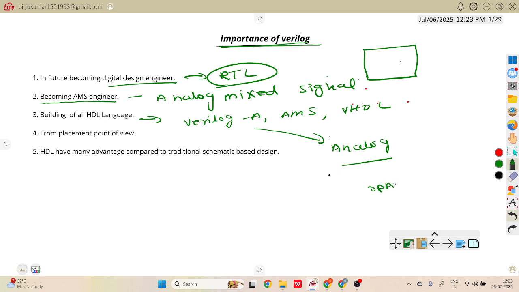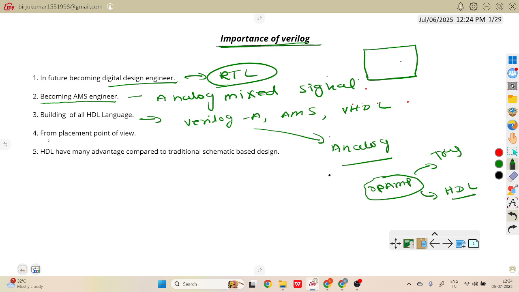I mean, suppose you have an op-amp. An op-amp is ultimately made with the help of transistors. You can design the transistor on the basis of a schematic, and also with the help of HDL. For a single circuit, what are the differences? I am telling just 5 points.